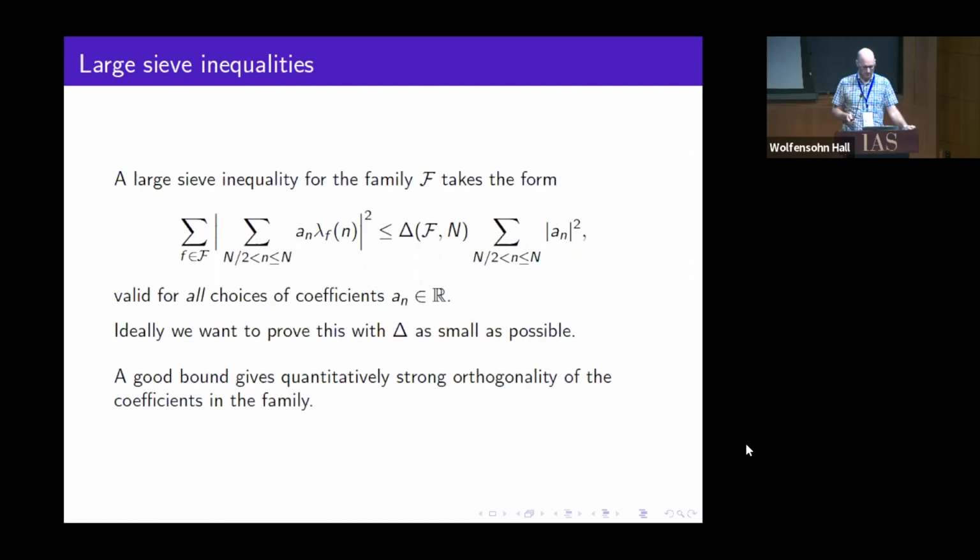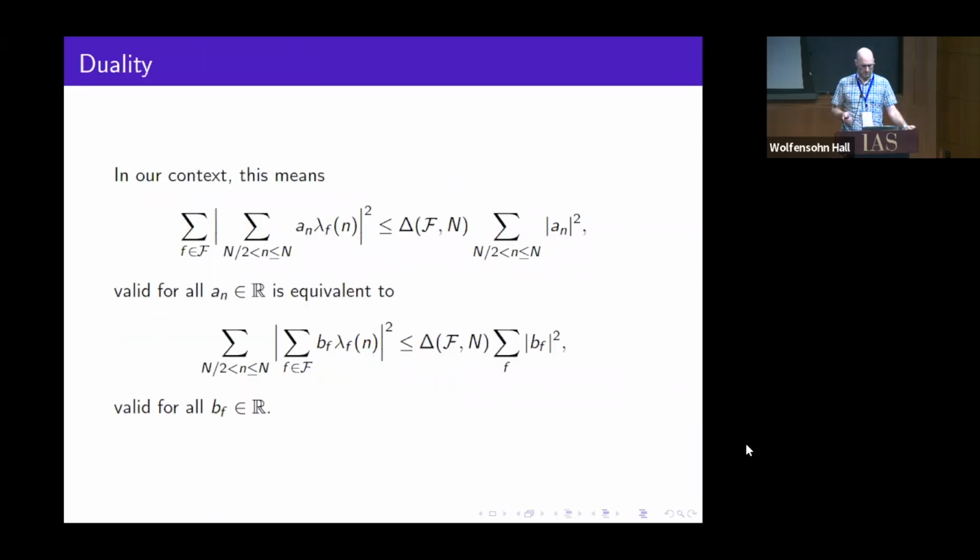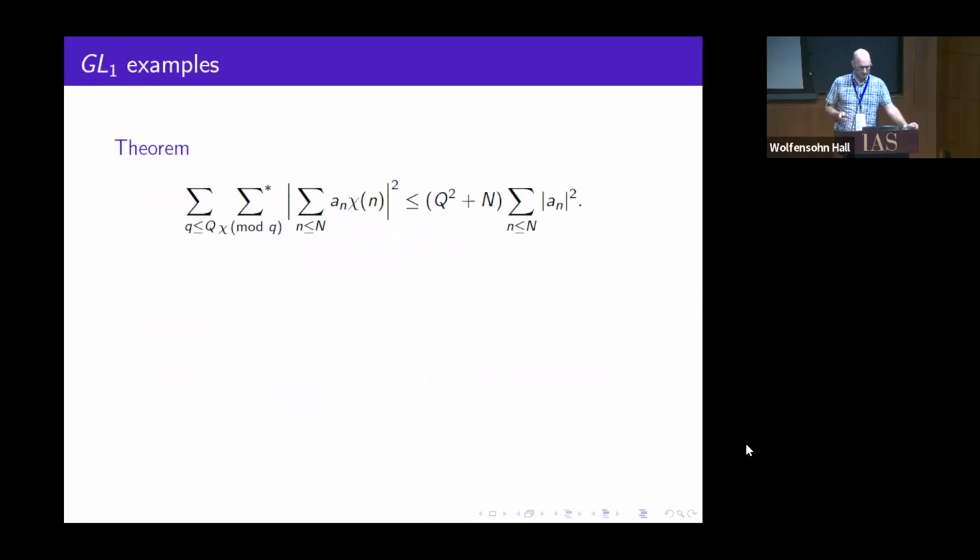So I'll try to give some good examples of the actual families I'm interested in. The most important foundational example is the classical large sieve inequality for Dirichlet characters. This is the case where you take all primitive Dirichlet characters mod q, where little q goes up to capital Q, and then the bound is this completely sharp Q squared plus N. No implied constants, no epsilons. It's quite clean.